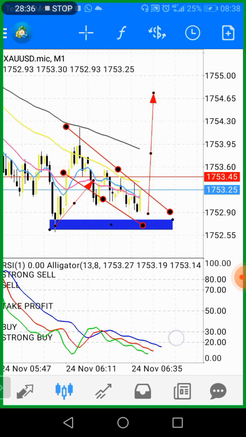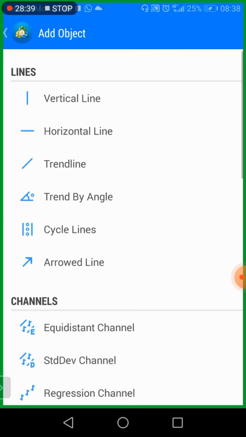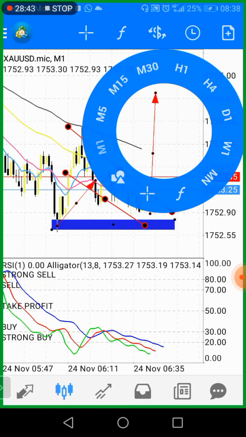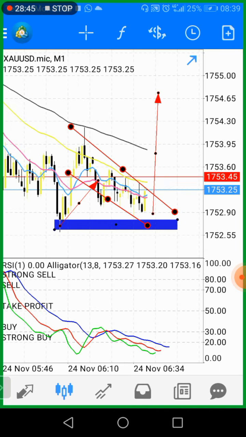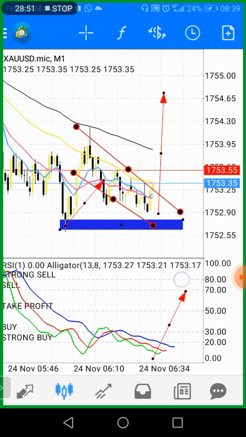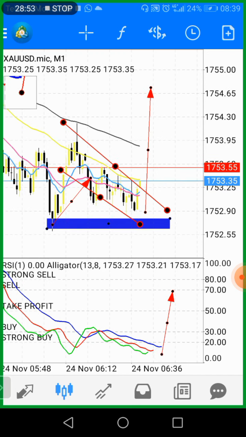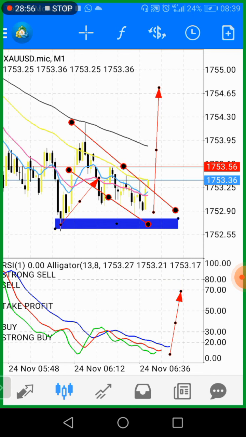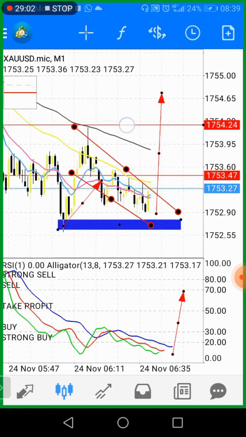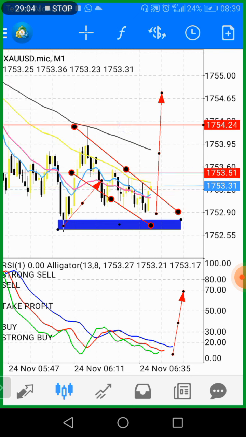Already our alligators, they are oversold, guys. You can see our alligators, they are oversold, so you can expect price to go up. Can expect it to go up there, guys. And our blue line is above our pink line, so you can take your first take profit there. That could be your first take profit. 90% rule, guys.